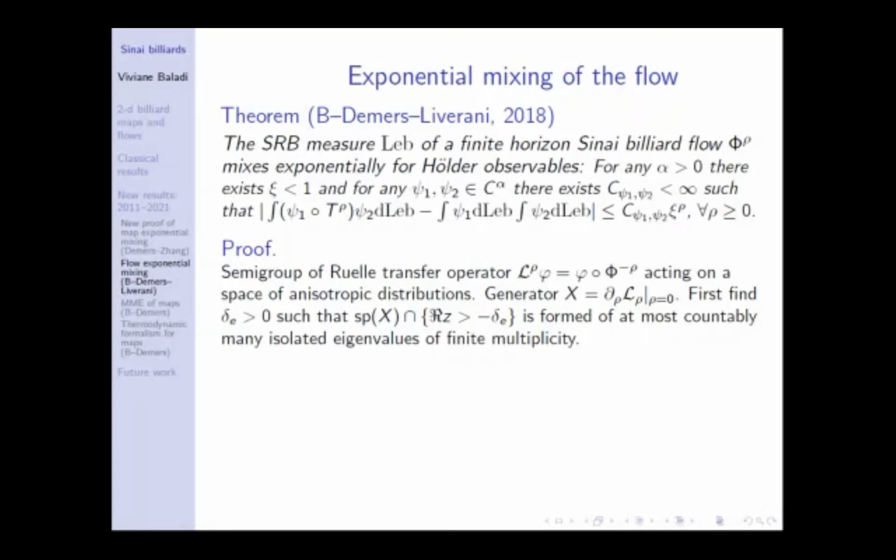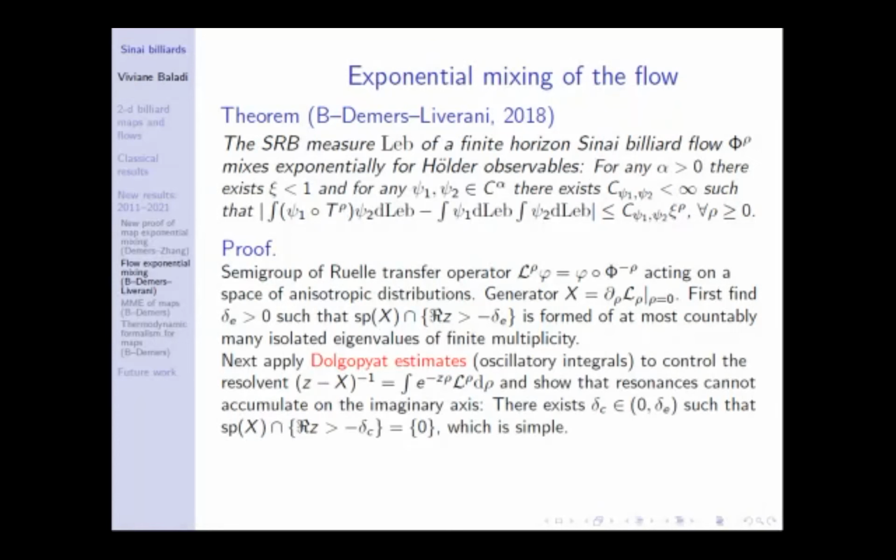And you have to show that there is a half plane to the left, which contains all the essential spectrum. So there is a strip in which the spectrum of the generator has only eigenvalues of finite multiplicity, which are isolated. That's, in some sense, the easy part, which is very similar to what you do for discrete time dynamics.